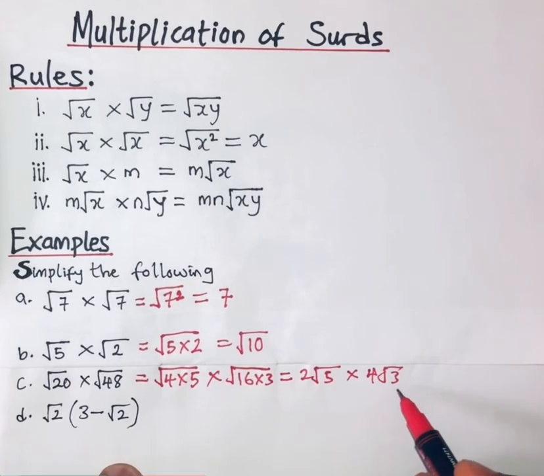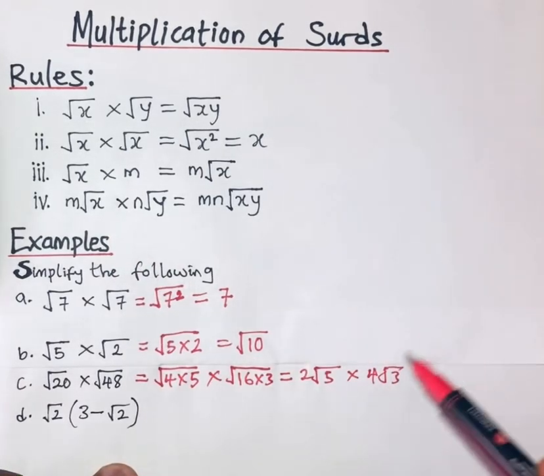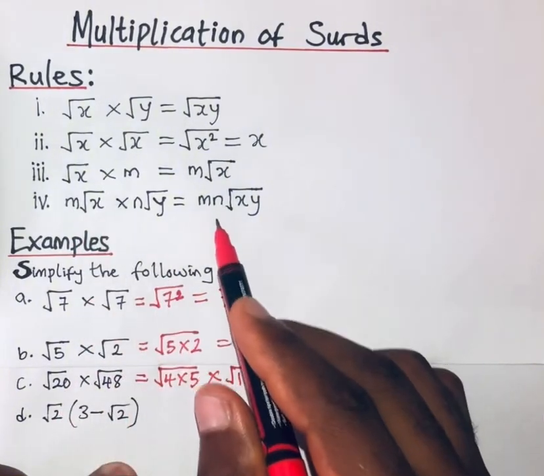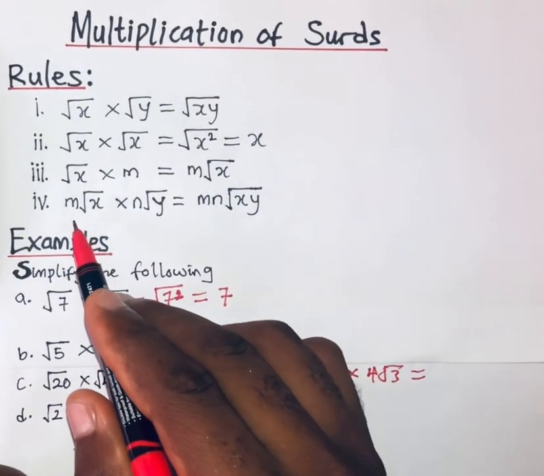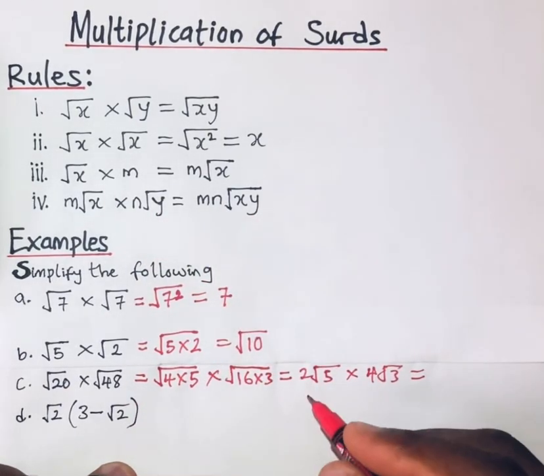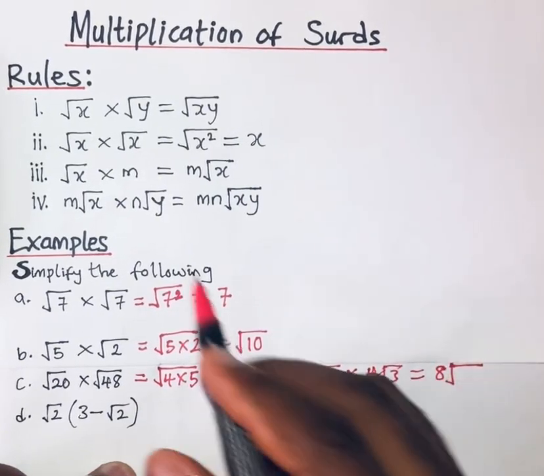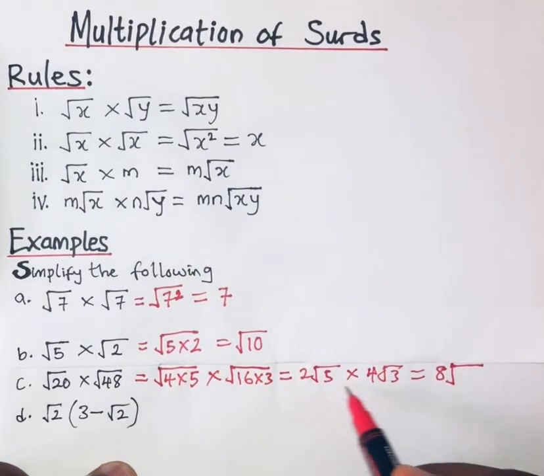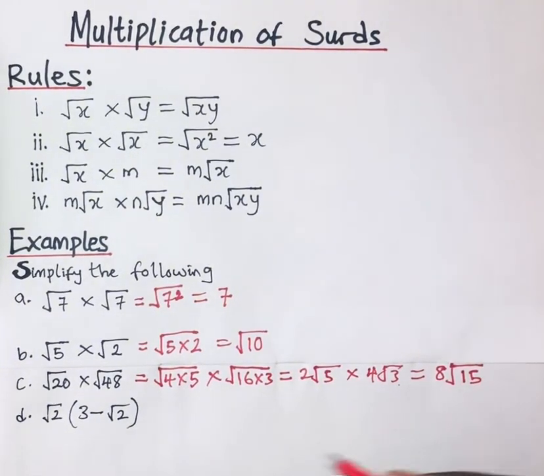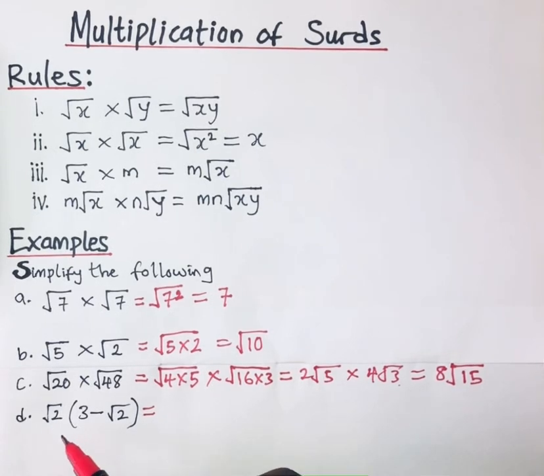So now at this point you would see already that we can apply rule number 4 to solve this. So all we need to do is to multiply the coefficients with themselves. Just like you have m and n here, it became mn, m times n. So we're going to say 2 times 4, and that will be 8 root, then x times y now, 5 times 3, that will be 15. And that's our answer.